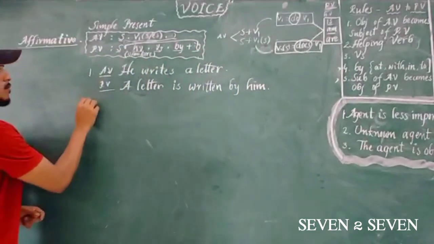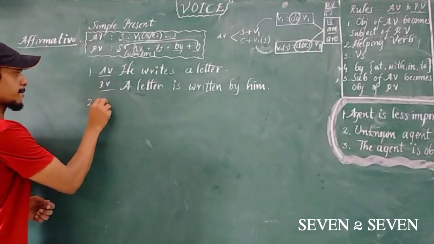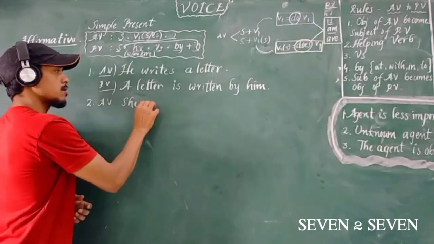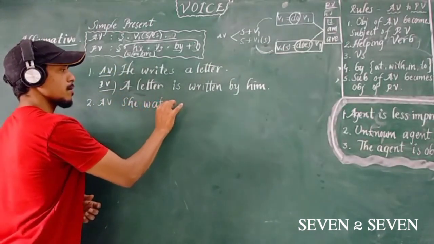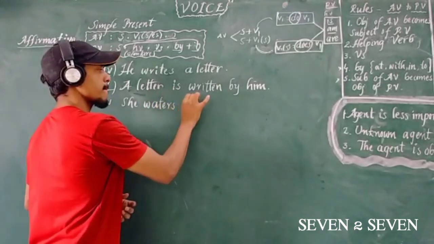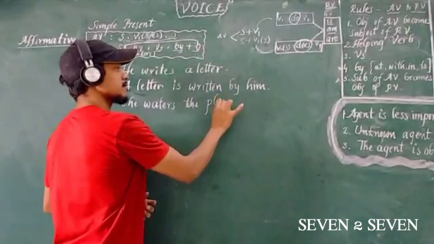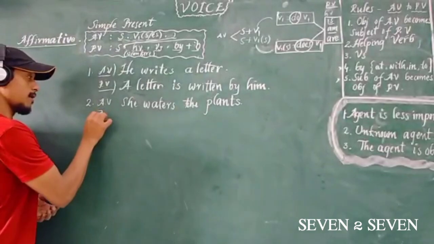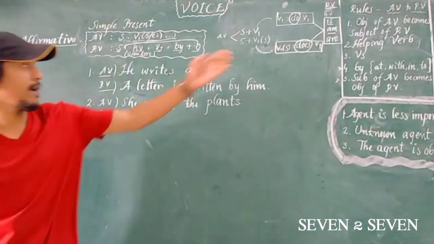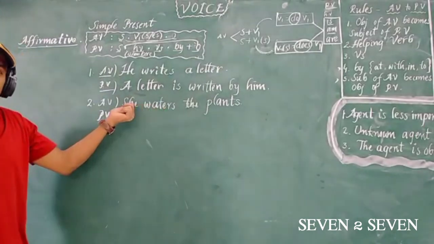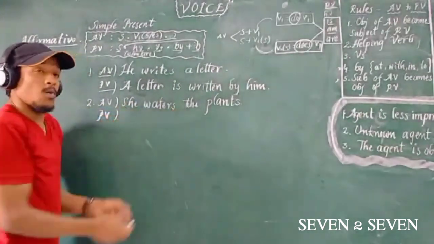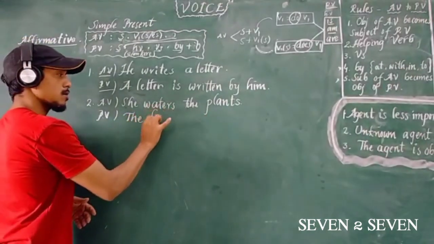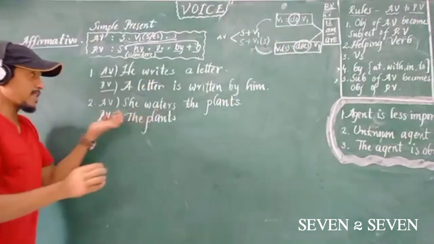Next one. She waters the plants. Here, the passive voice of it is again. What is the object in active voice? She waters. What does she water? The plants. So here, the plants is the subject in passive voice.